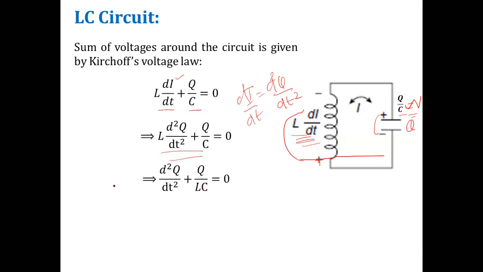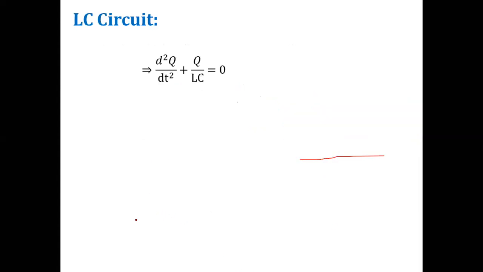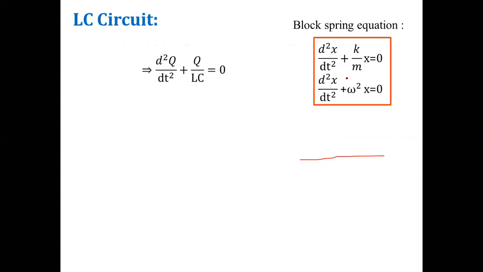If you further move the L term from here to here, because I would like to get this in a similar form as in the block spring case. Remember, in the block spring case, we had d2x over dt2 plus k over m x equal to 0. So I would like this equation also to be in the same form. This is our equation for the LC circuit, and this was your equation for the block spring case. We said that k over m was equal to omega squared.